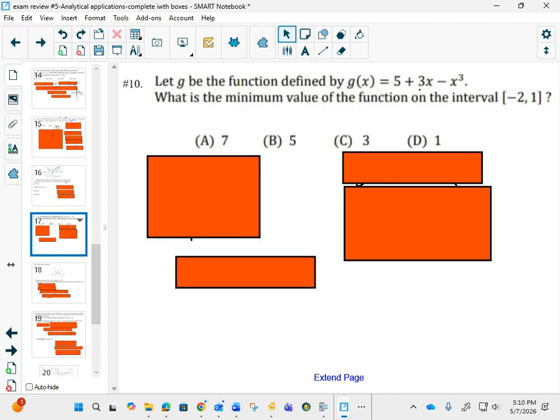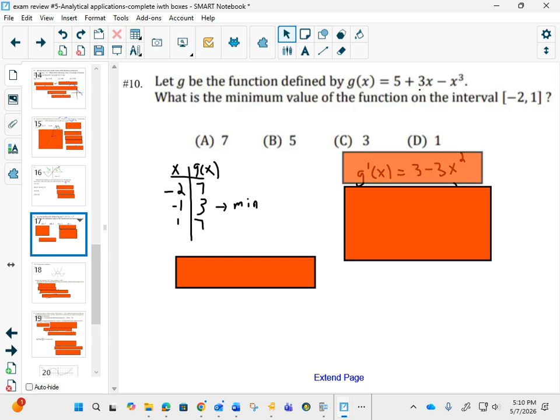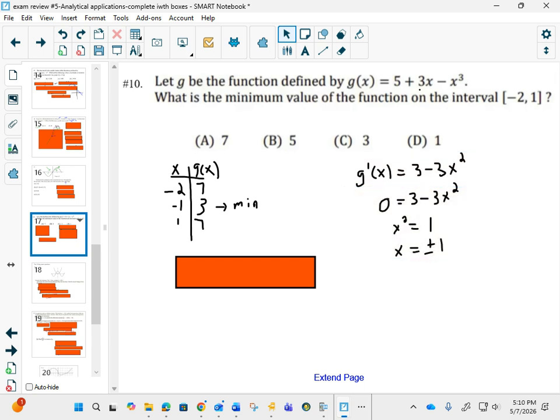Okay, sometimes you'll get those quick ones. What is the minimum value? So we've got EVT, we've got a polynomial function, so it will be continuous. We have to check our candidate points and the endpoints. So we find our derivative, set it equal to 0, get plus or minus 1. Then it's just a matter of seeing which one is the minimum.